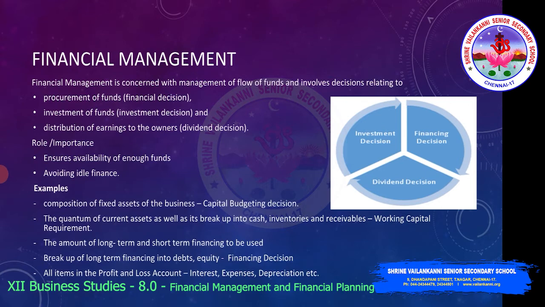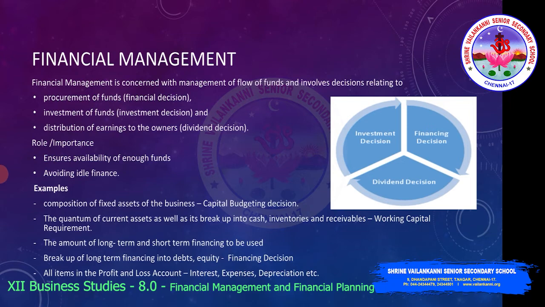Second example is the quantum of current assets as well as its breakup into cash, inventories, and receivables, that is working capital requirements. So what is going to be my working capital requirement if I'm going to run my business? That quantum of current assets needs to be segregated and kept correctly in terms of cash, inventories, and receivables. The third category is the amount of long-term and short-term financing to be used. What's going to be my short-term financing? What's going to be my long-term financing?